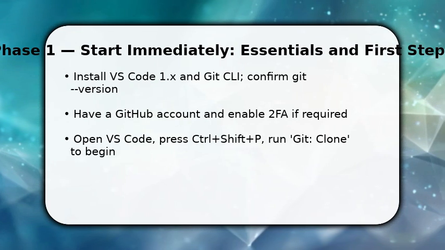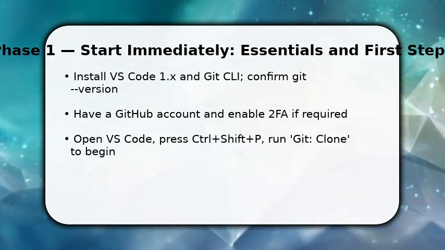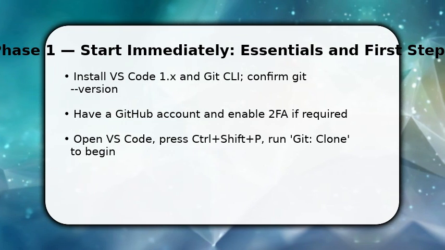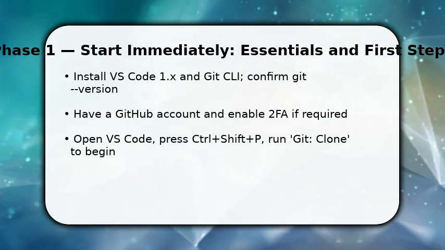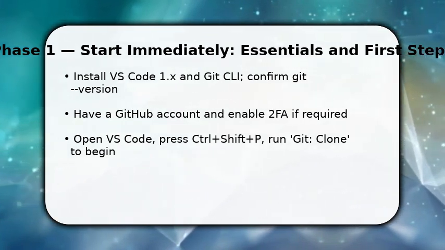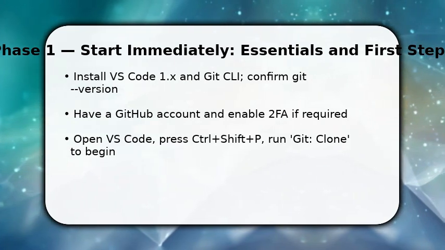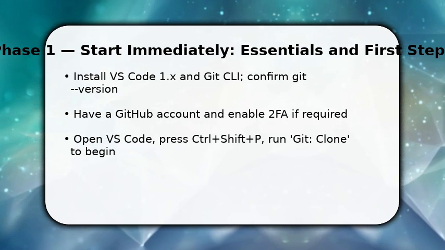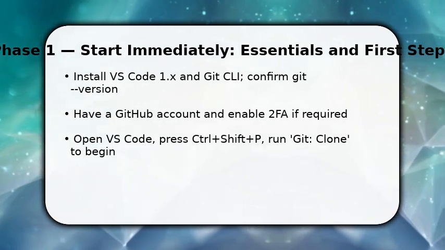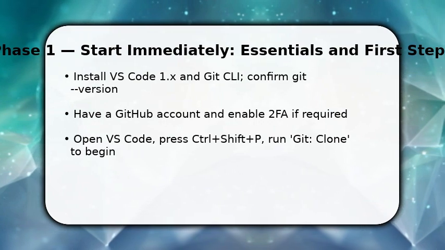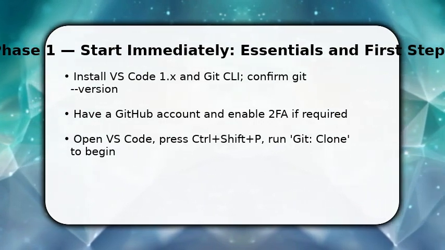Open VS Code, then press Ctrl+Shift+P and choose Git: Clone to start connecting a repo. When prompted, paste the repository URL or choose an SSH option. Once done, VS Code will ask to open the cloned folder. Accept it so the editor can manage the repo and show the source control view.